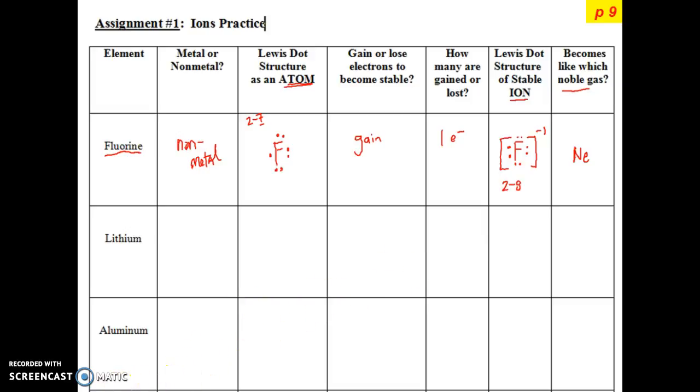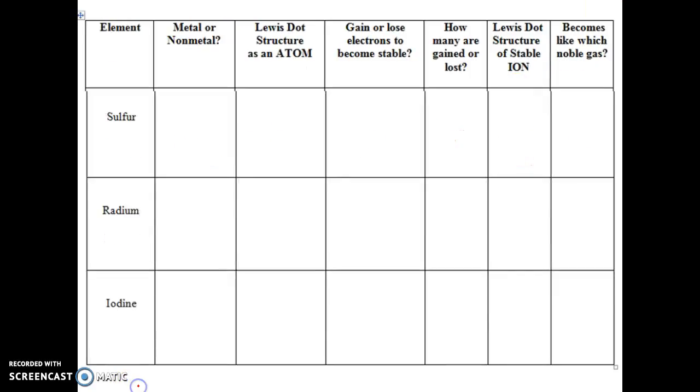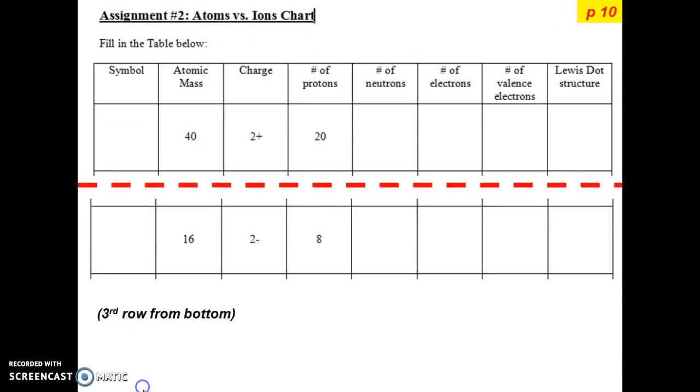Assignment 2 is a little more tricky. I'm going to do 2 questions out of assignment 2. Here we go, and assignment 2 is on page 10. This is definitely tricky because of the charge column. Some of the things in this chart are atoms, some of them are ions, so you have to watch yourself.